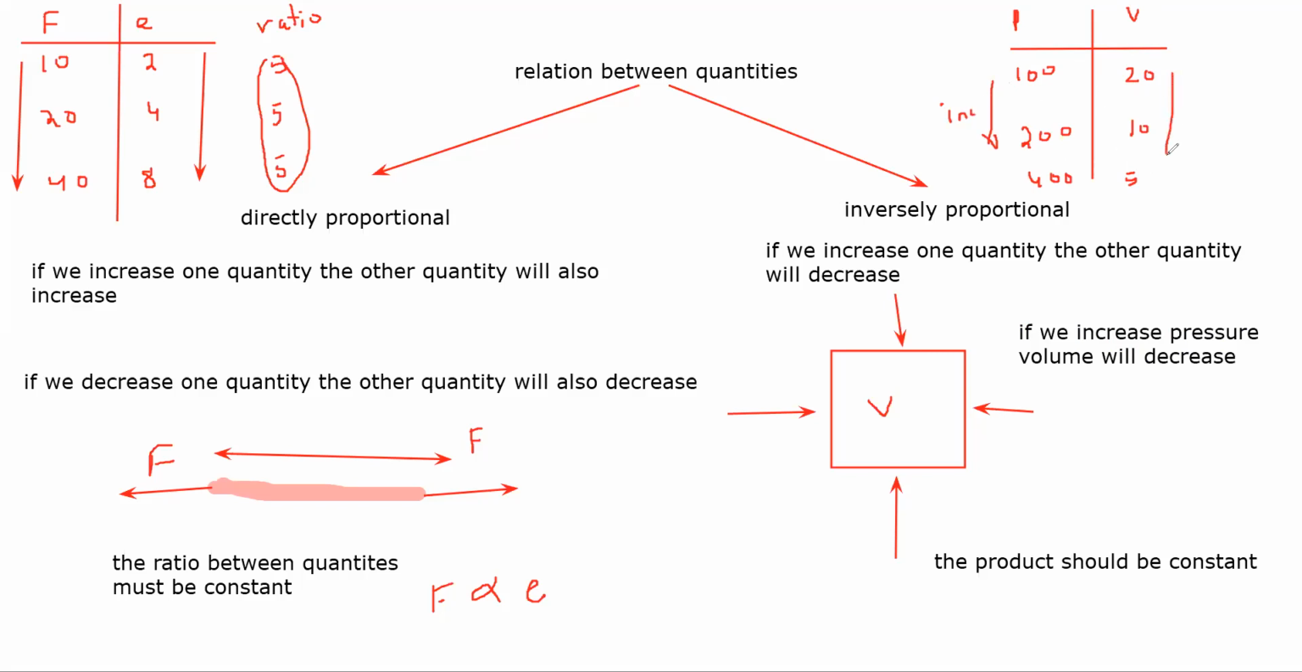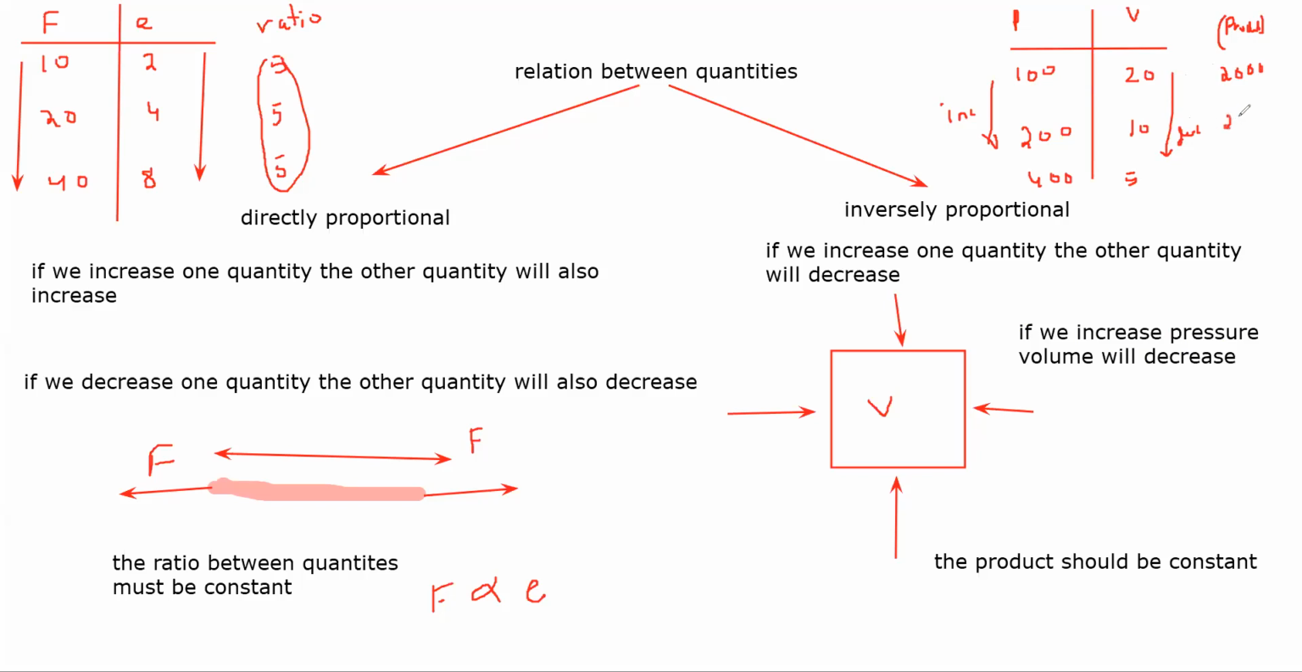but the other quantity is decreasing. But how you can show that they are inversely proportional? To be inversely proportional quantity, one increase, other decrease, and the product should be kept constant. Like the product should be constant. So when I take a product, I should get a constant result. So when I take a product, 100 multiplied by 20, which is equal to 2000.